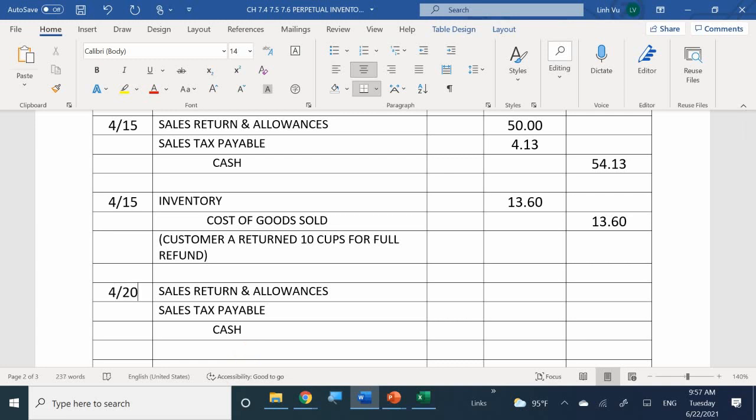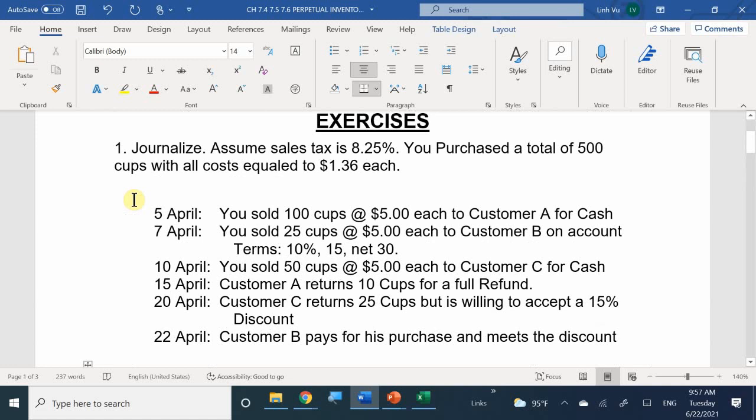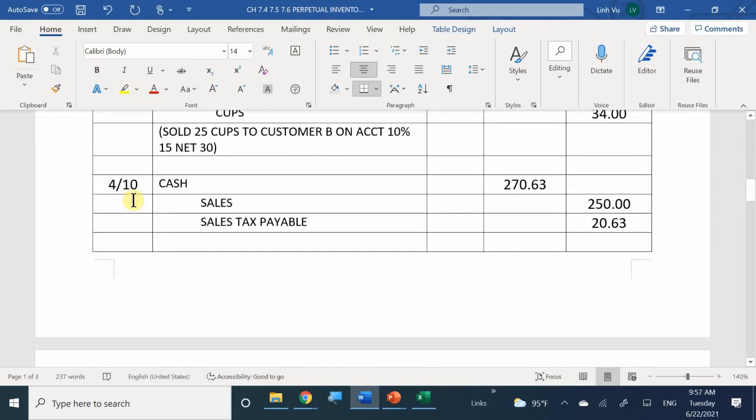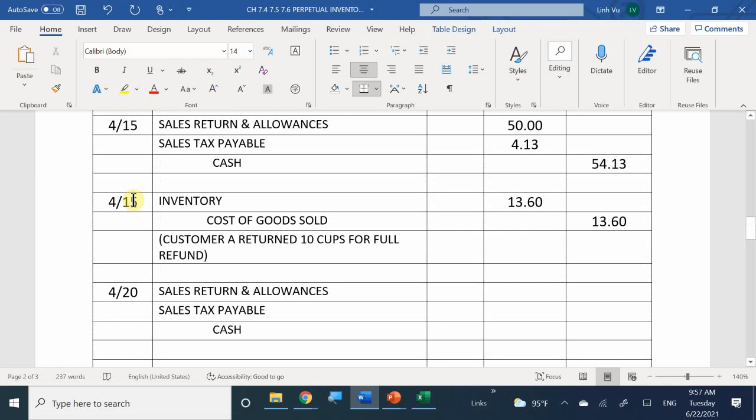In this case, he's attempting to return 25 of those mugs. If the selling price is $5 each, but I'm only giving them a 15% discount, what should be my total allowance here? So you multiply $5 times 25, that would be $125. But I'm only giving him 15% back.